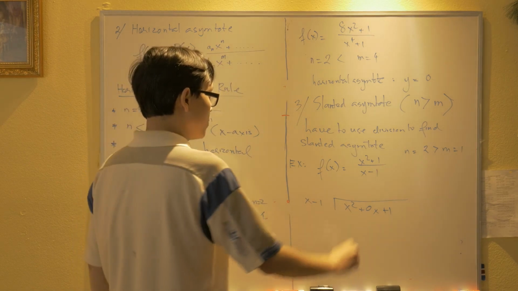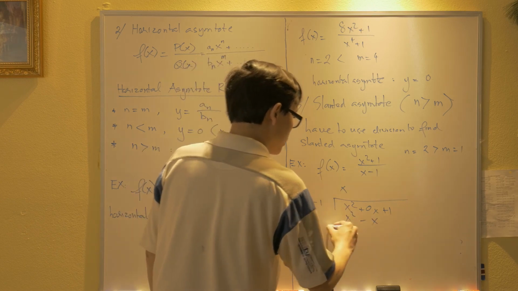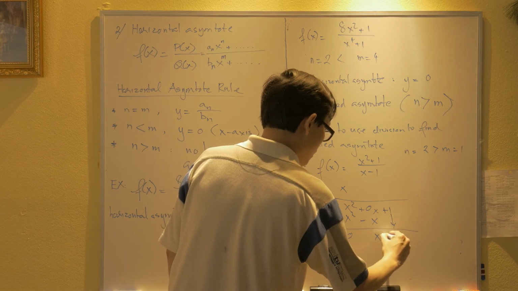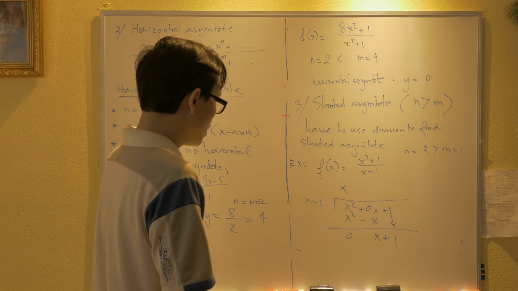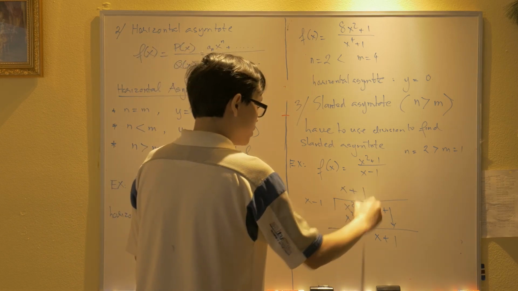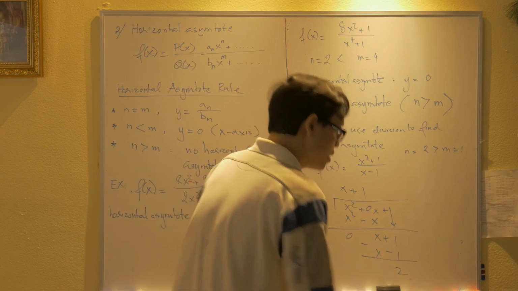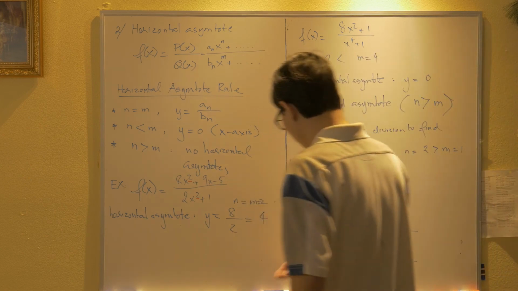x going into x squared gives you x. So x times x minus 1 is x squared minus x, do subtraction, 0. Drop the 1 down. x plus 1. It'll give you what? x divided by x gives you 1, right? 1 times x minus 1 is x minus 1. Subtract, and the remainder is 2. The remainder is 2. So where is the slanted asymptote? The slanted asymptote is the quotient.